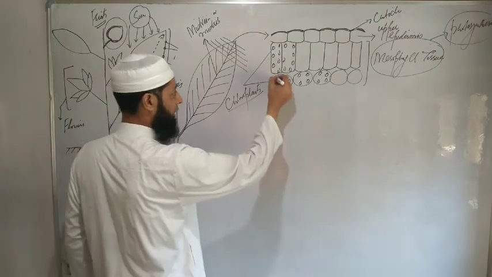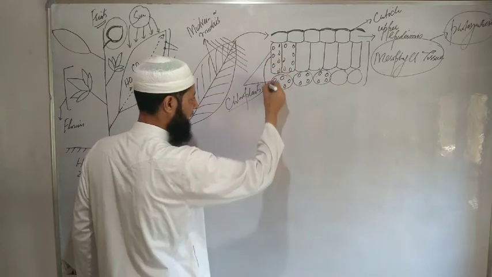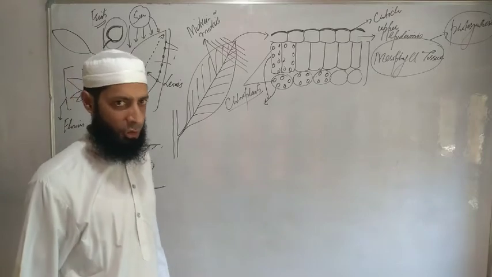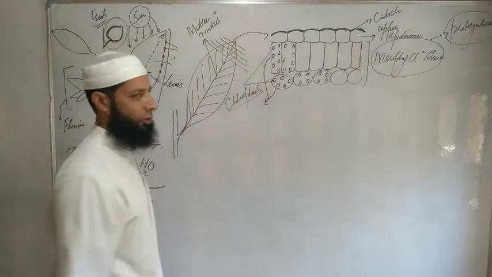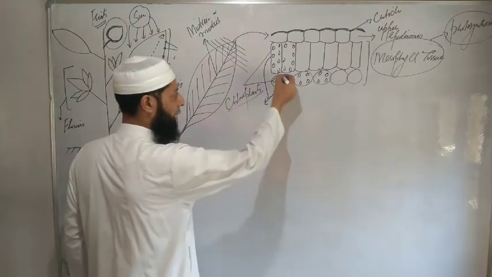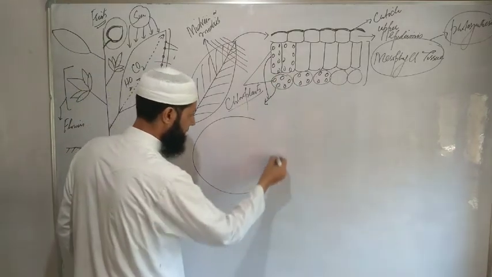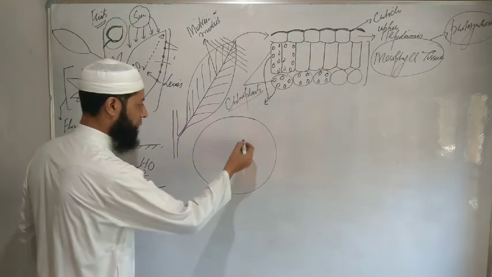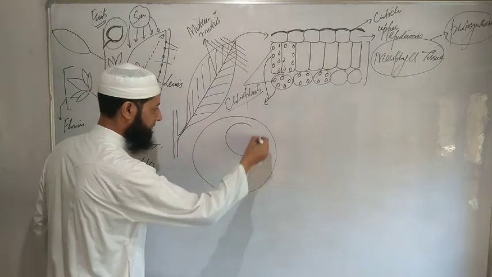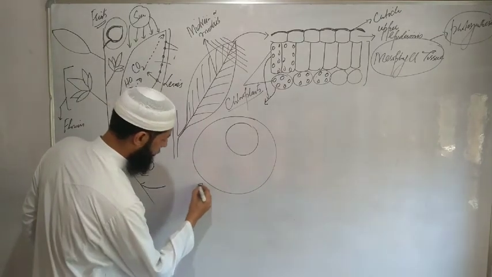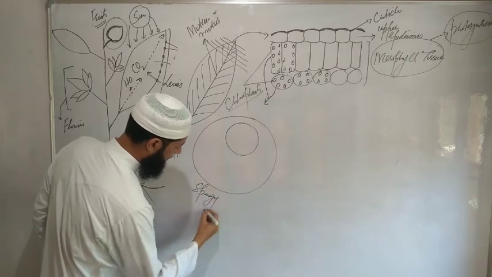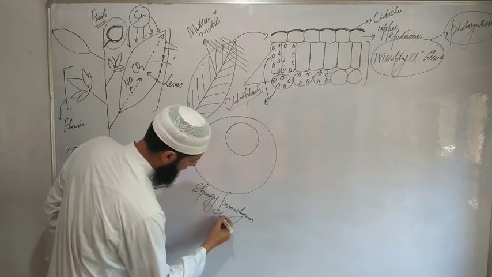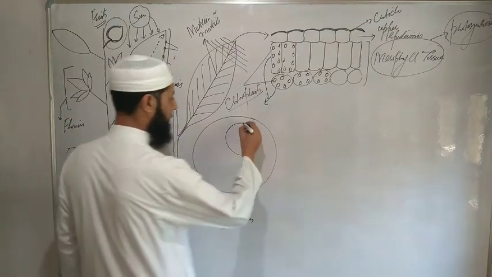Now, if we take either this cell or this cell into consideration so as to study the chloroplasts within these chlorenchymatous cells, this cell has a number of chloroplasts in it. For example, you have one chloroplast here. It is a spongy parenchyma cell having chloroplast.